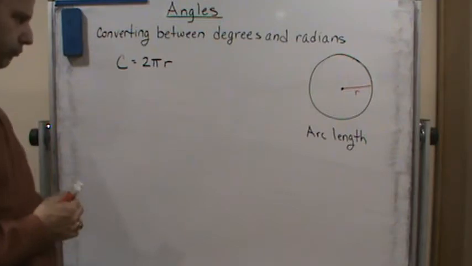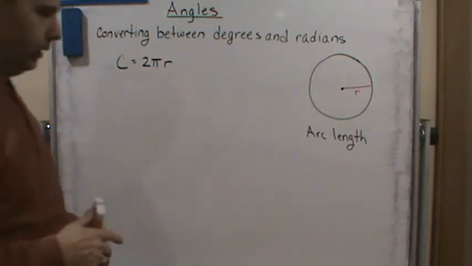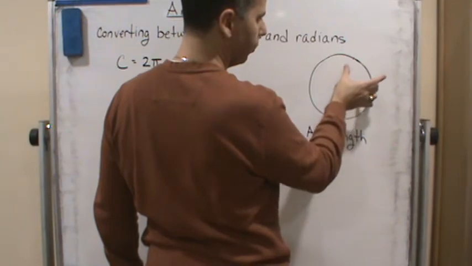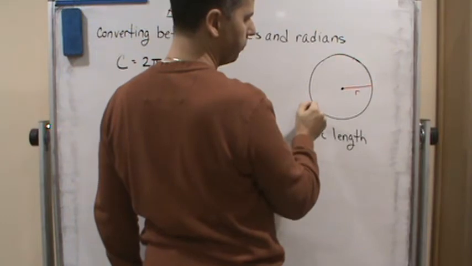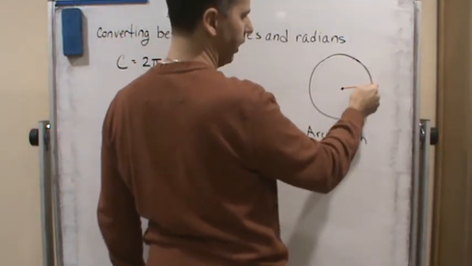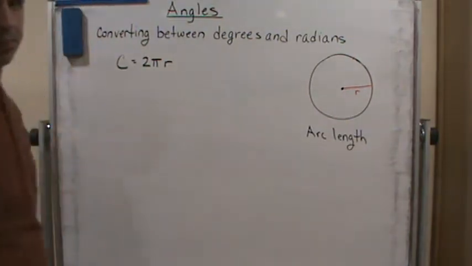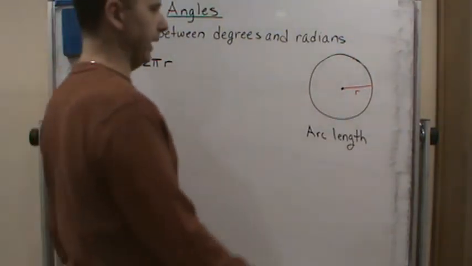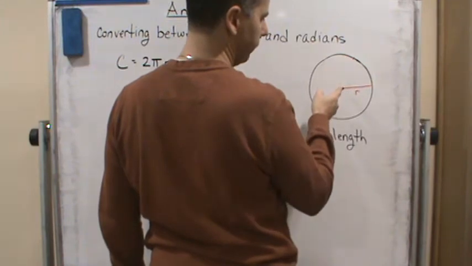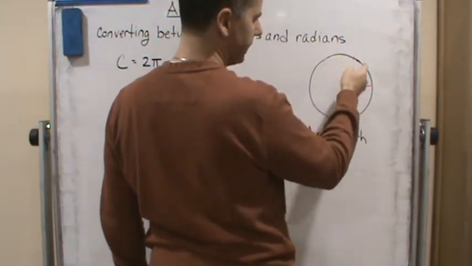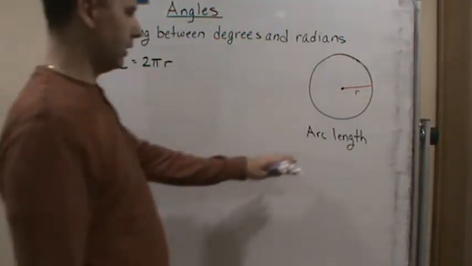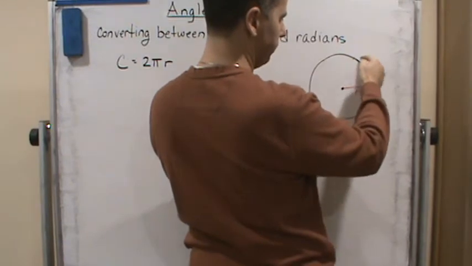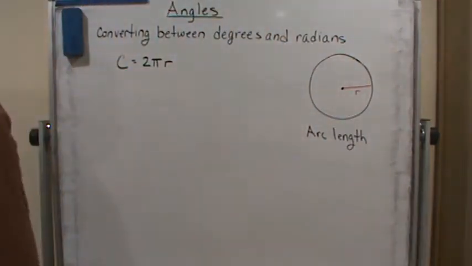Now, what is an arc? An arc is what's created by the intersection of two radii to the edge of a circle. So the arc is the curved distance that is intersected by a central angle. Two radii with the central angle intersect on the edge of the circle, and that creates what we call an arc. The arc length is the length of the curve based on that central angle.